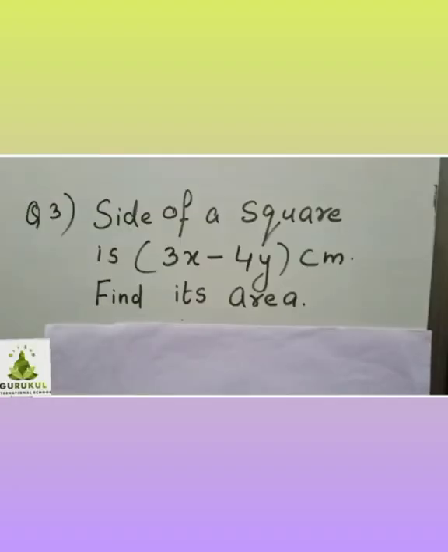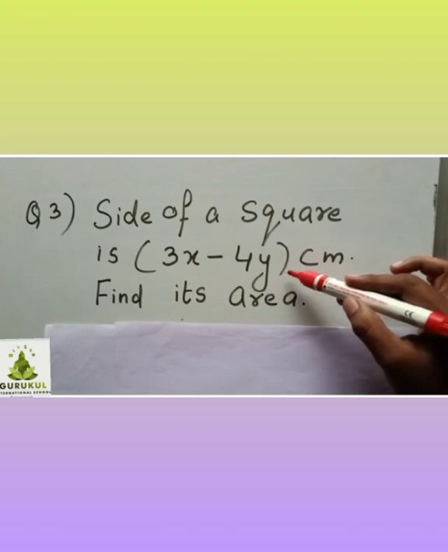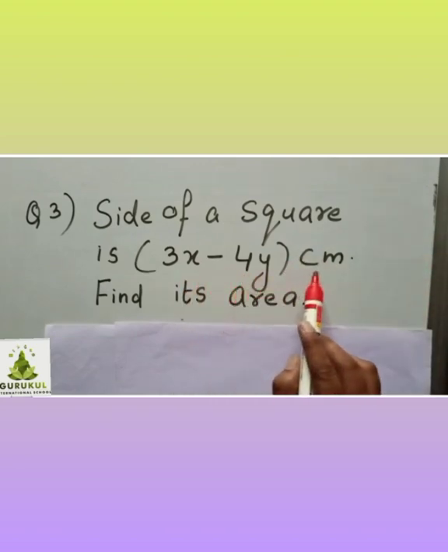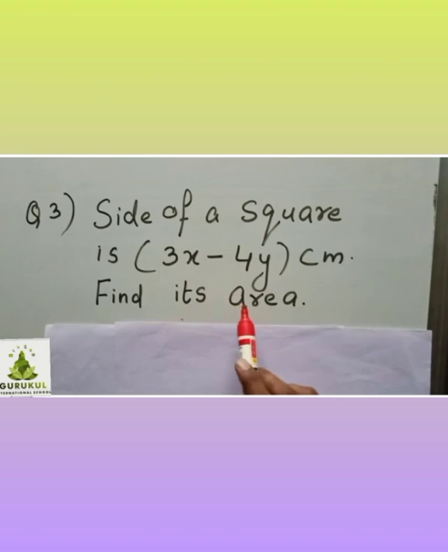Good morning children. In this video, question number 3, you write this question. This you will do yourself. I will tell you the final answer and the steps to be taken. Now here it is given, the side of a square is given: 3x minus 4y centimeter. Now you have to find its area.